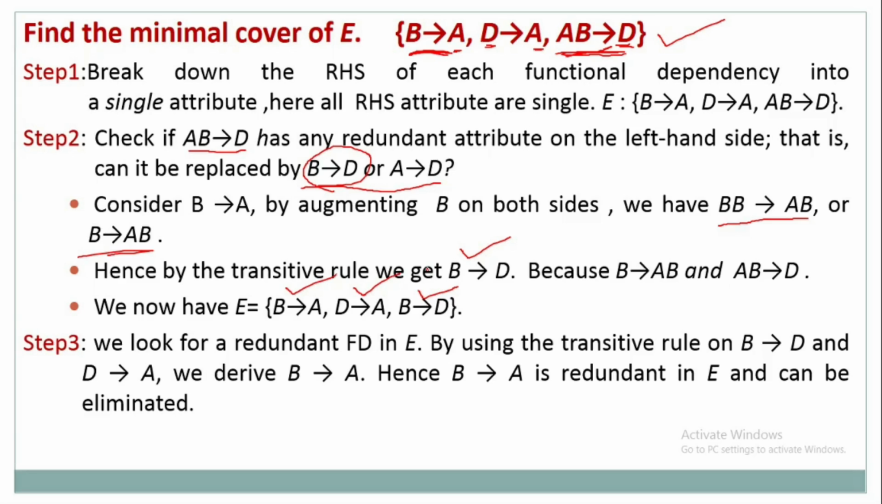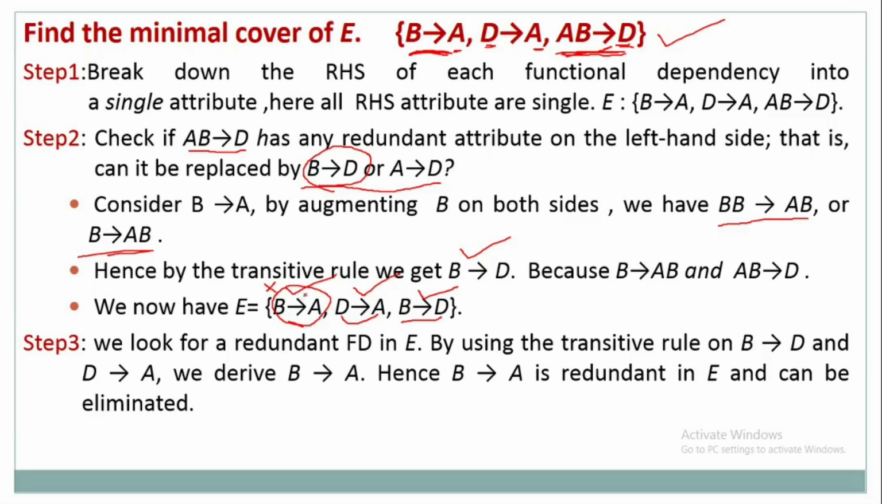Now, in the third step, we need to find whether there is any redundant functional dependency in this set. As you can see, we have B determines A, D determines A, and B determines D. Here B determines D and D determines A. Based on the transitive rule, we get B determines A, but that particular functional dependency is already available.